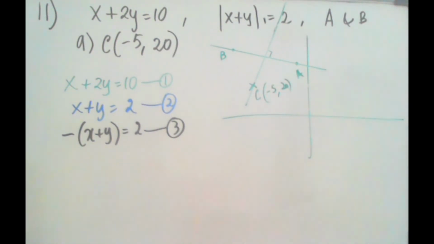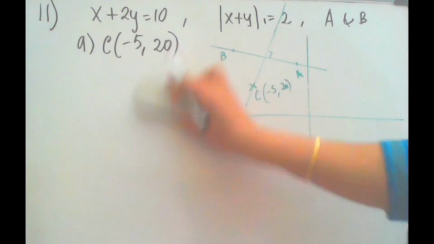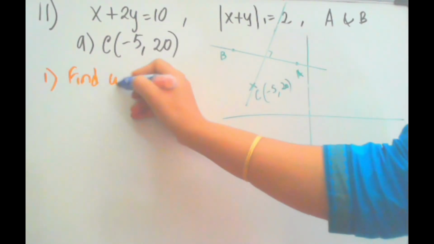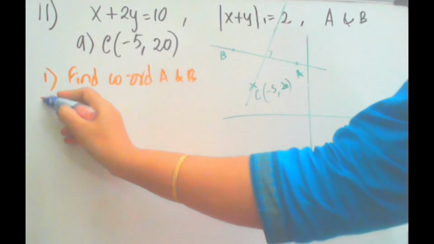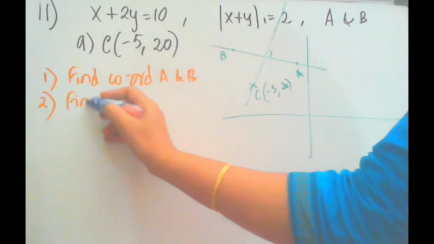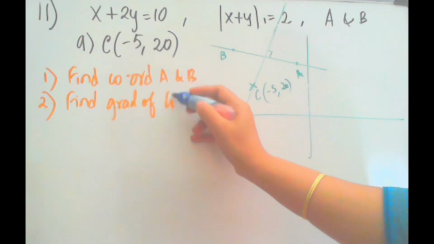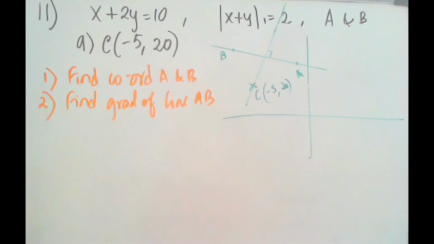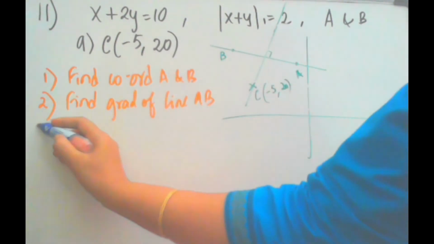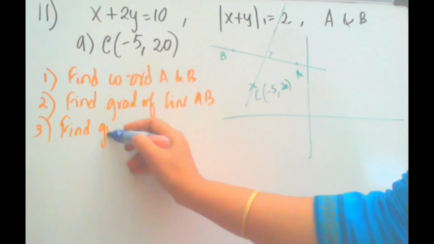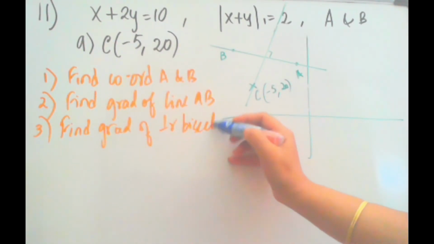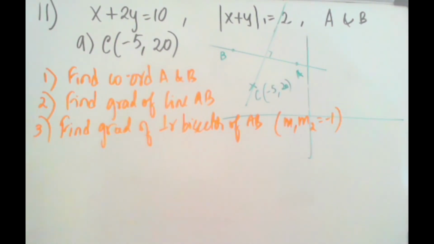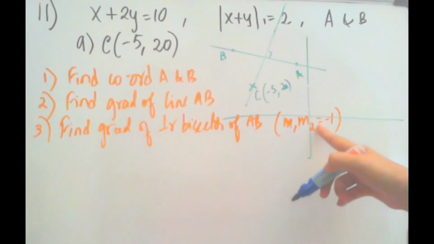Alright, so what are the steps to do this? Let us summarize the steps. Okay, first find coordinates of A and B. Once we find the coordinates of A and B, we can find the gradient of line AB. We know just 2 points are given. We can find the gradient using the formula y2 minus y1 divided by x2 minus x1. From the gradient of line AB, find the gradient of the perpendicular bisector of AB. How? By using the formula m1 times m2 is equal to minus 1.